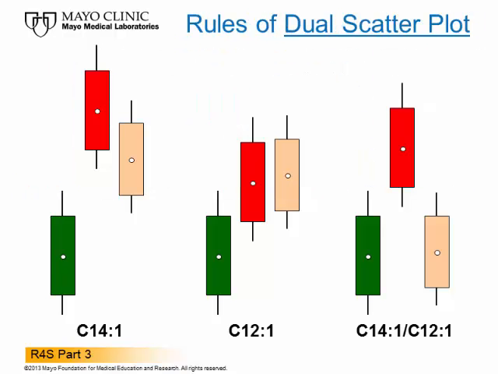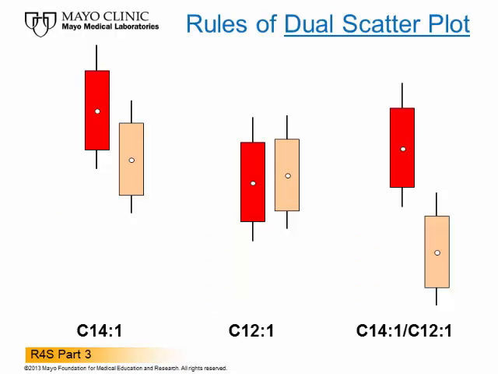In the dual scatter plot, the rules are quite different. First, the relationship to the reference range becomes irrelevant as a comparison now takes place between two disease ranges.